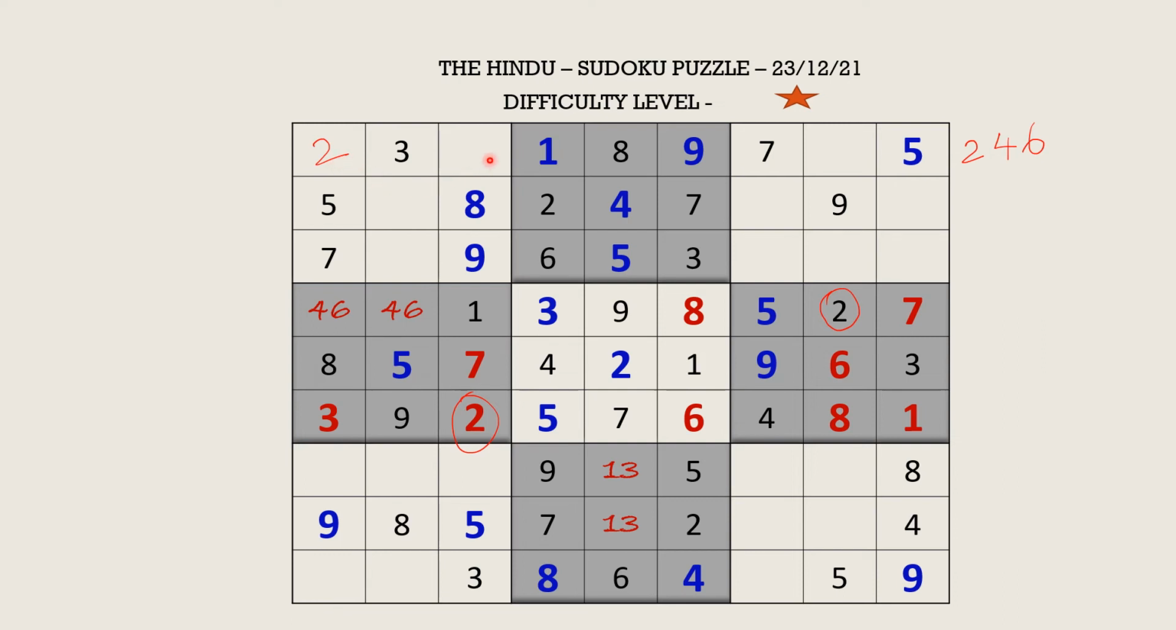So now you have 4 and 6. This cell cannot take 6 because this 6 blocks the cell here. So this cannot take 6. So the only number which can come here is 4. So this cell takes 6. So that leaves this column with only one missing number, and the number is 4.